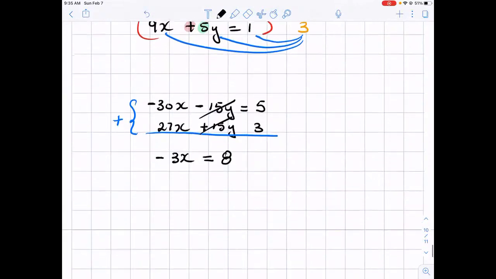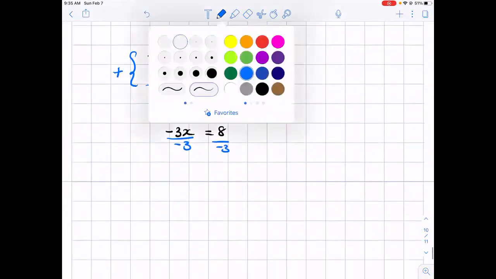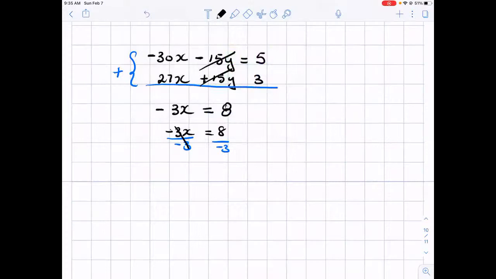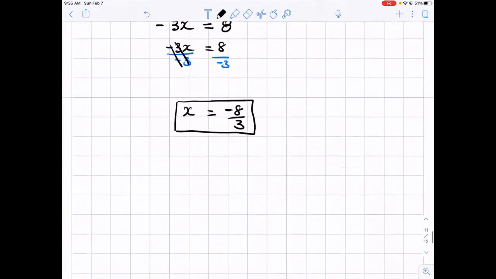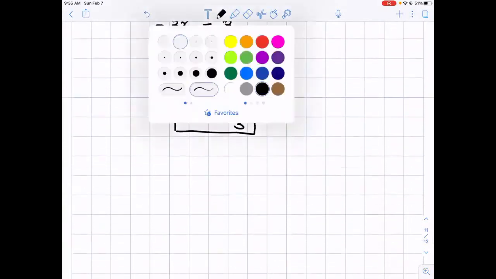Okay? To get x by itself, we will divide both sides by negative 3. So negative 3 divided by negative 3 becomes positive 1. So x is equal to minus 8/3. And it's okay. We can have a fraction. Now, remember, we're not finished because we need to solve for x and y.